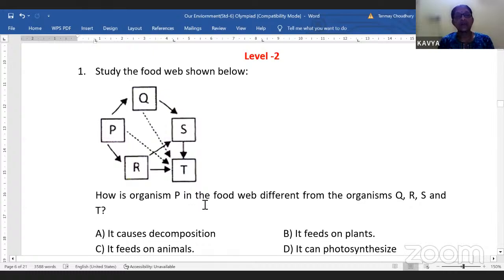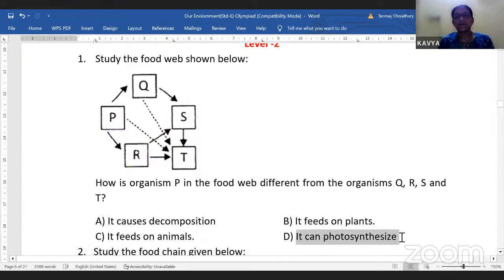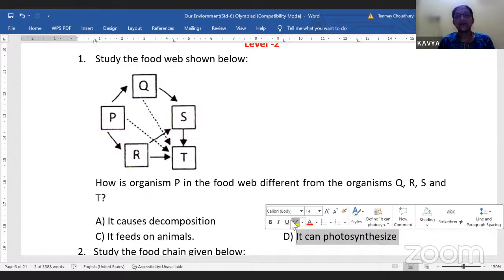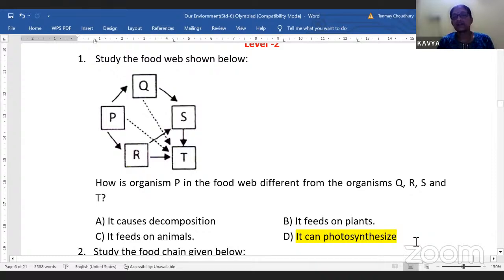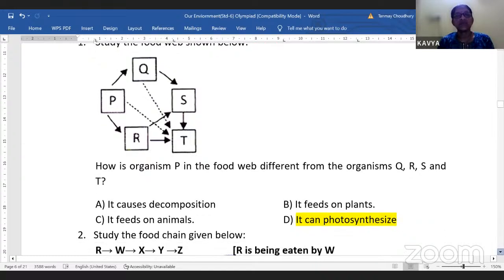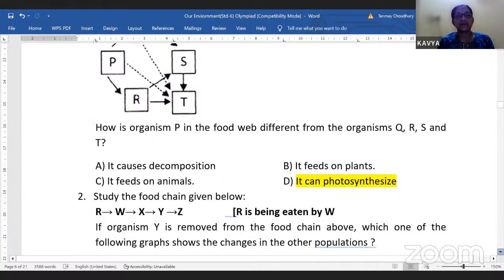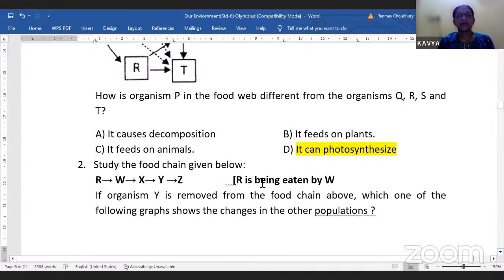How is organism P in the food chain different from the organisms Q, R, S, and T? It can photosynthesize, or it is a plant, or it is an autotroph, or it can make its own food, or all of these. All animals depend on P. So this is the correct answer. So in this food web, P is a plant.